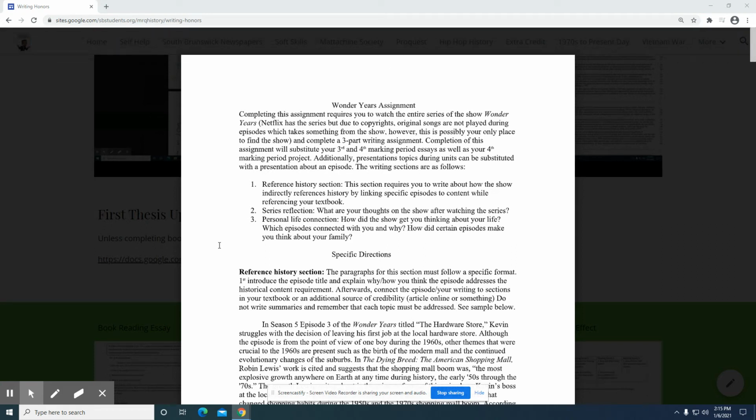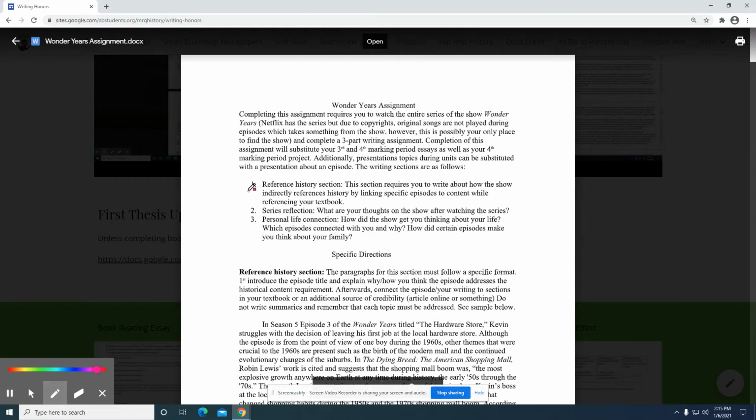Right, so this screencast is in response to the emails I've been getting about the Wonder Years assignment. Well, here we go with this particular item. You are writing what looks like 3 essays here, but it's broken down into 2 due dates.